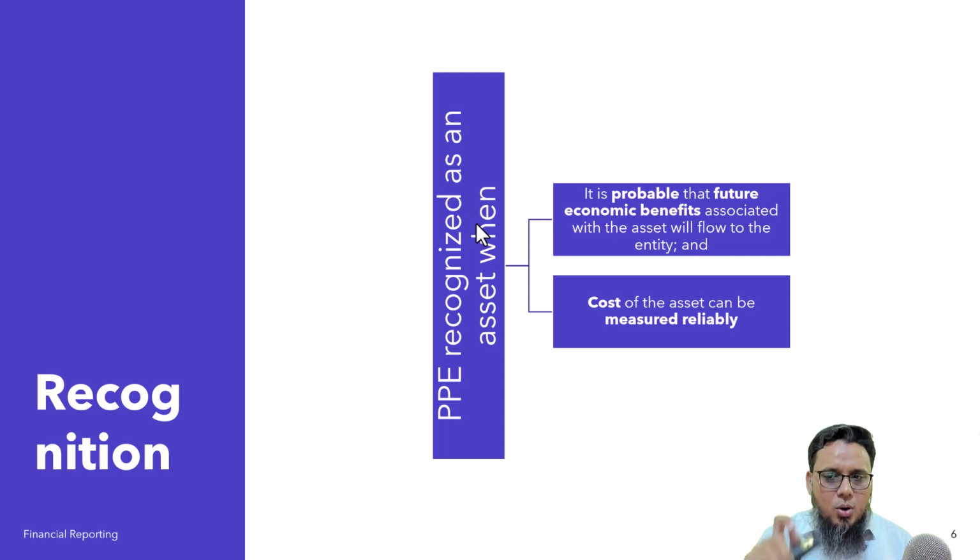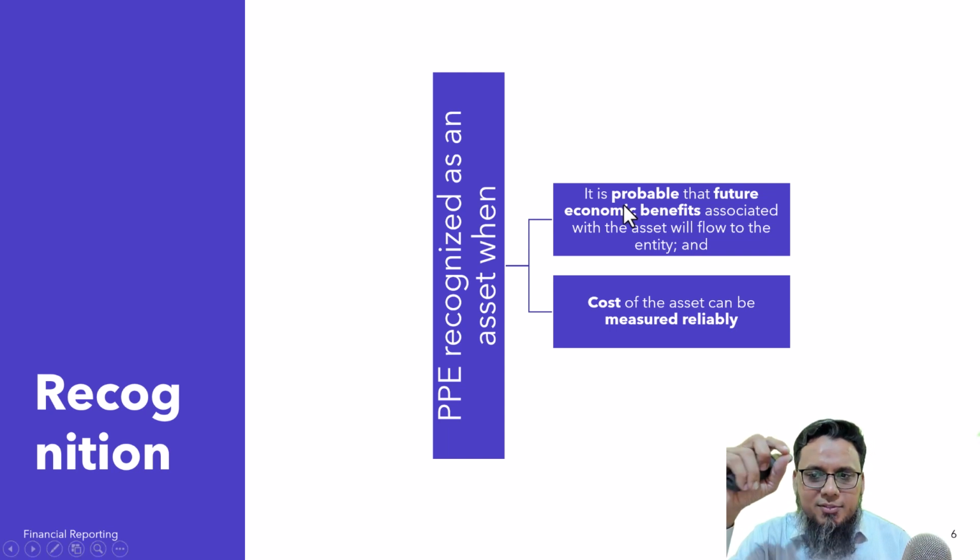The second criteria: the cost of the asset can be measured reliably. So these two are the criteria you have to apply in order to be able to recognize property, plant, equipment. Now, in the first criteria, it is probable that future economic benefits. So the points to note here: A is the probability, B is the future economic benefits.